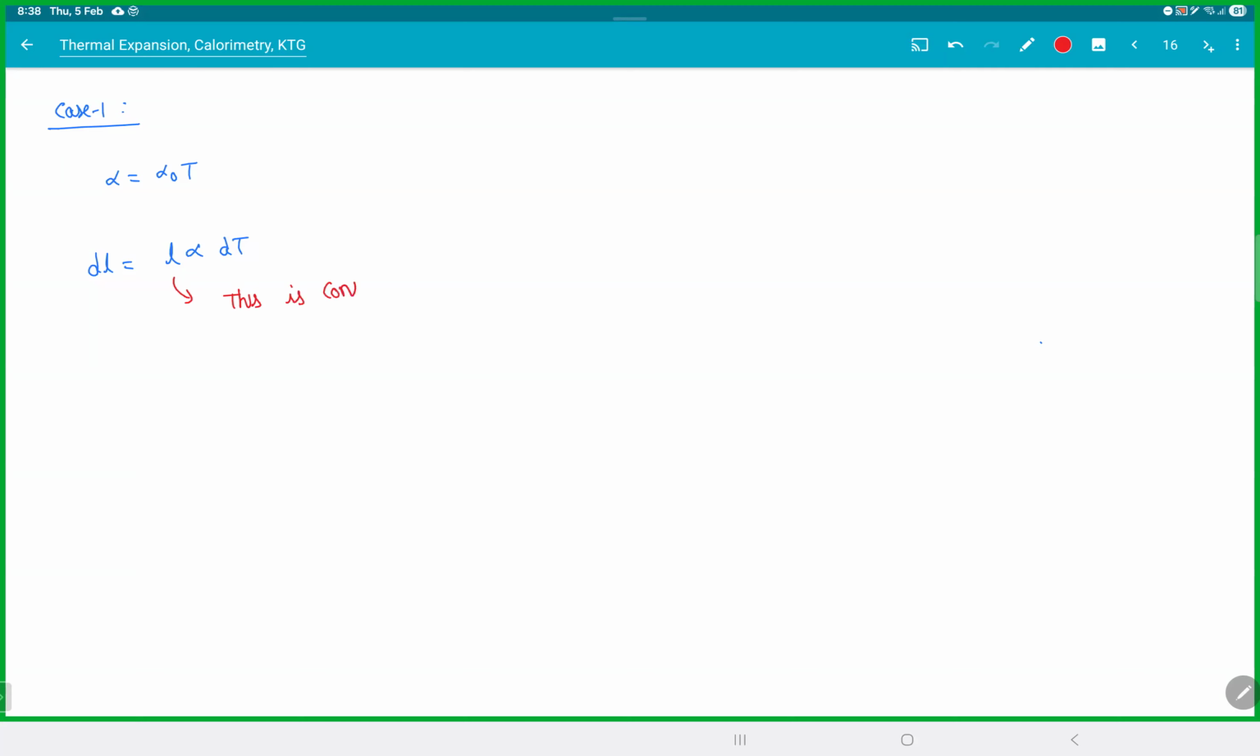So that L is not actually, technically it is a variable, but we are ignoring it. This is constant for small alpha. So dL is L alpha, which will be alpha naught T dT.